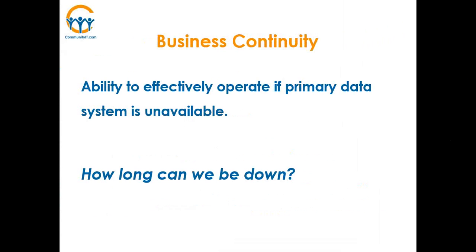So again, business continuity is really about continuing to operate. How can the organization operate if the primary data system is unavailable? Asking that question, how long can we be down? How long can we continue to operate if we don't have access to our IT systems, maybe to our staffing systems, to our building? It can take on a number of meanings, but fundamentally you're asking the question, how long can we be down?